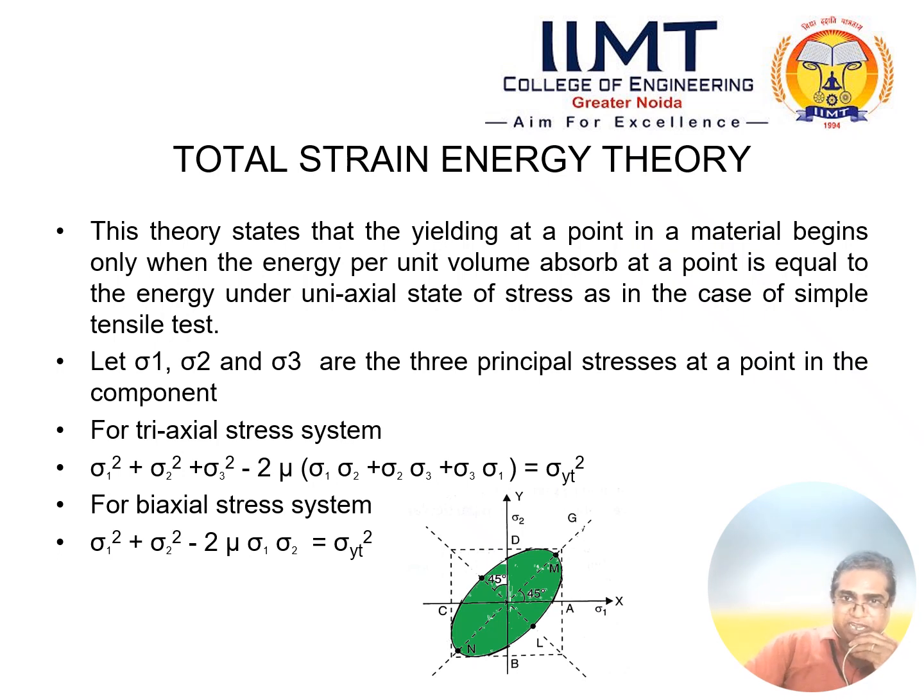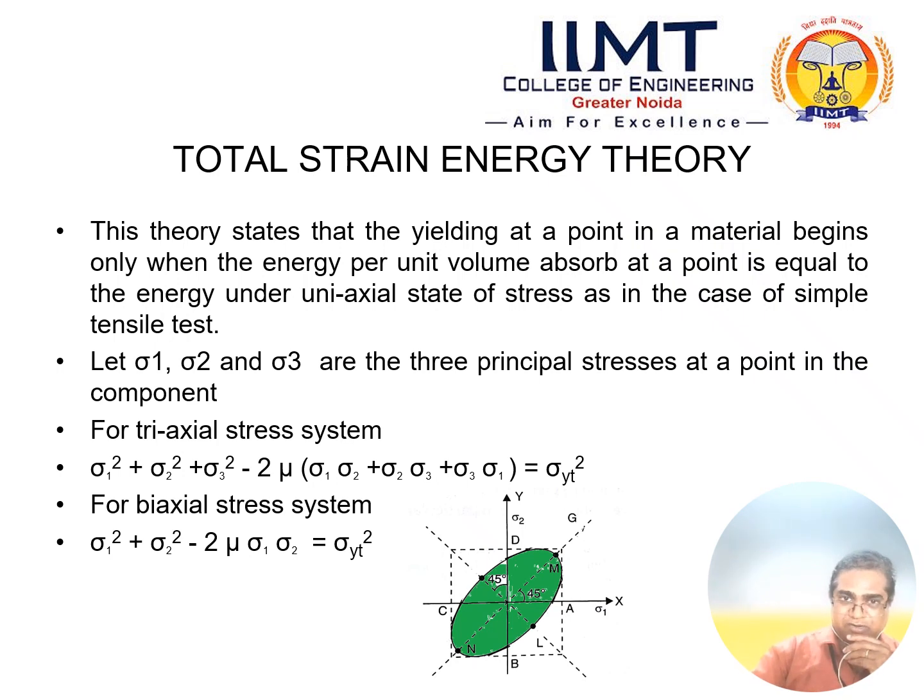Next is the total strain energy theory. This theory states that yielding at a point in a material begins only when the energy per unit volume absorbed at the point is equal to the energy under the uniaxial state of stress, that means in the case of a simple tensile test. So again, whatever material we select, we first make the standard specimen, then perform the test and find the results at the time of failure.